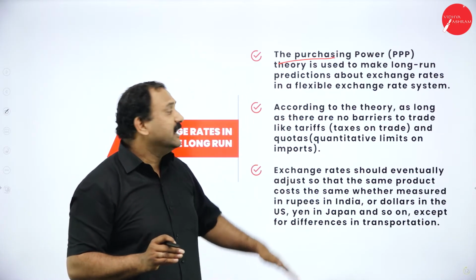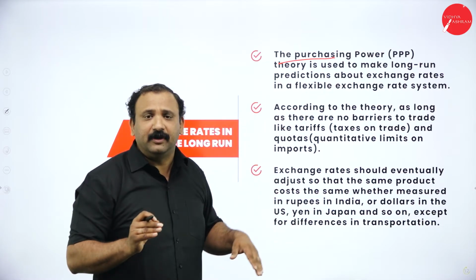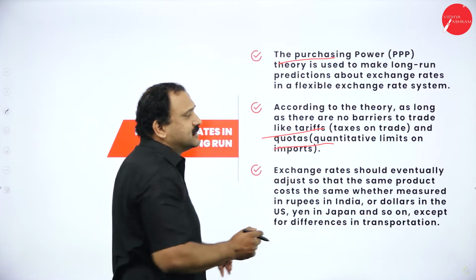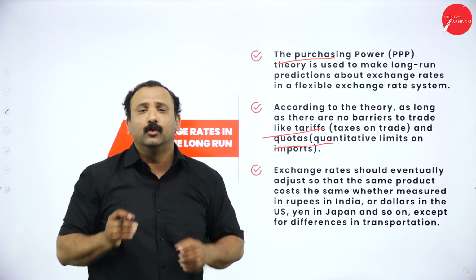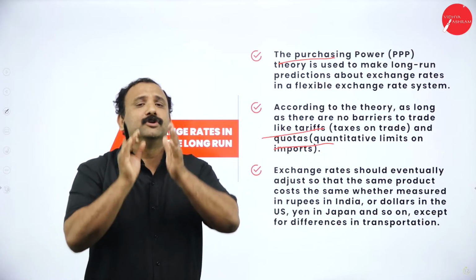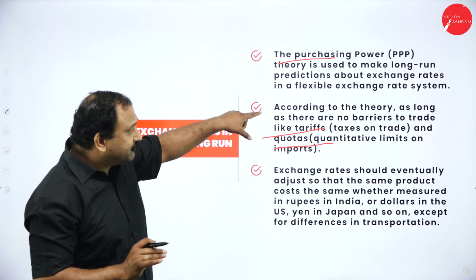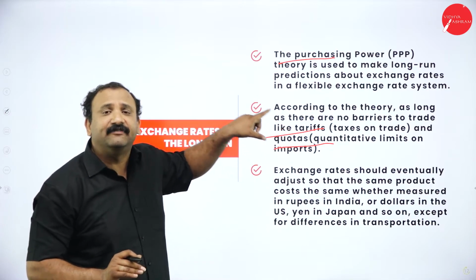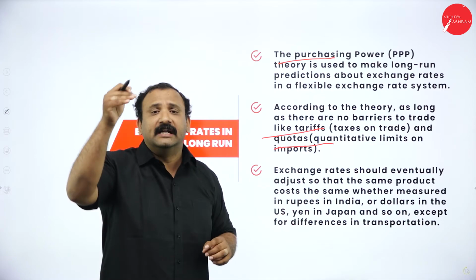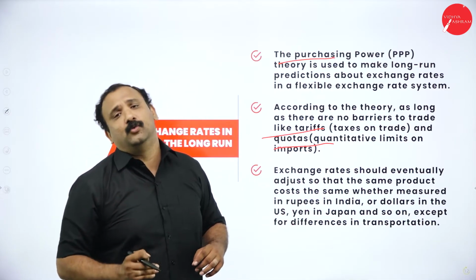According to this theory, as a long run factor, when there are no barriers like tariffs or quotas or any kind of factors coming into it, automatically in the long run there would be a push altogether. But if there are any taxes, any quotas, any restrictions, in the long run the demand will start coming downwards.